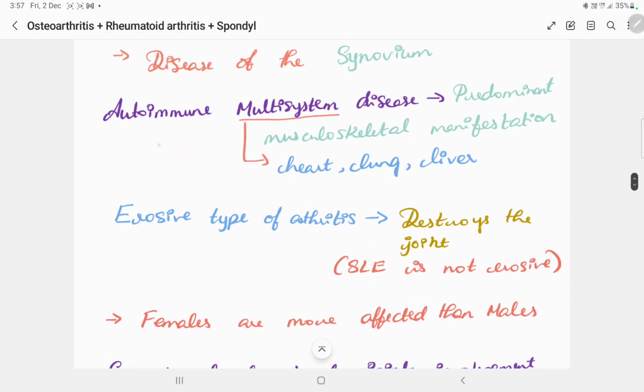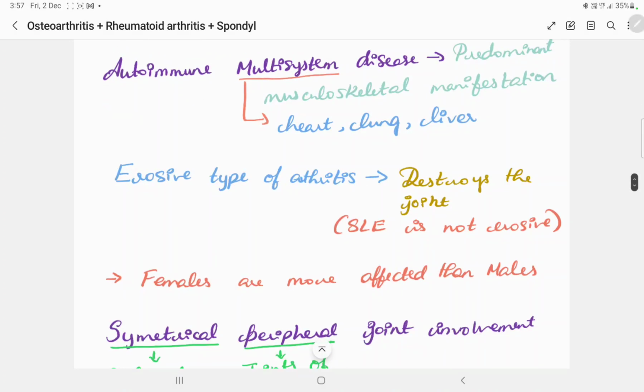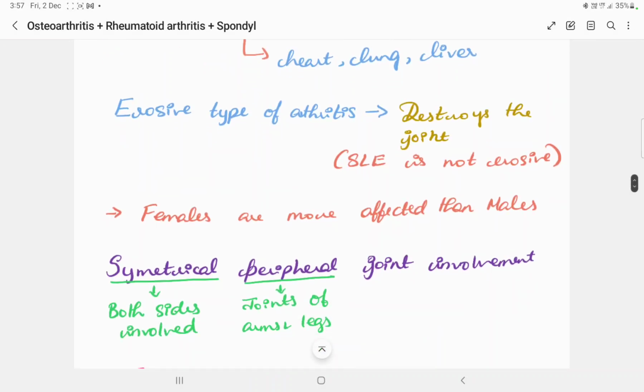This is an autoimmune multi-system disease. It involves the heart, the lungs, the liver, not only the joint, but it has predominant musculoskeletal involvement. This is an erosive type of arthritis, which means it destroys the joint. This is helpful in differentiating rheumatoid arthritis from systemic lupus erythematosus, which is not erosive. It doesn't destroy the joint.